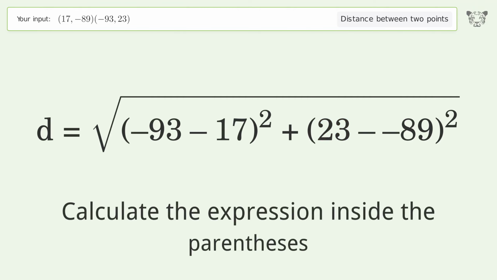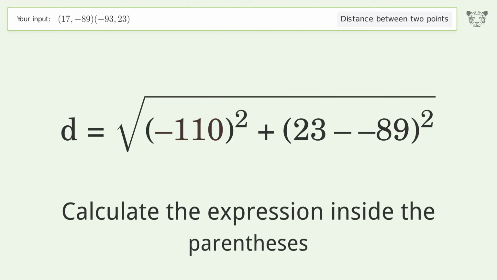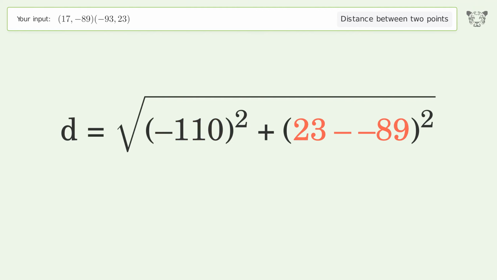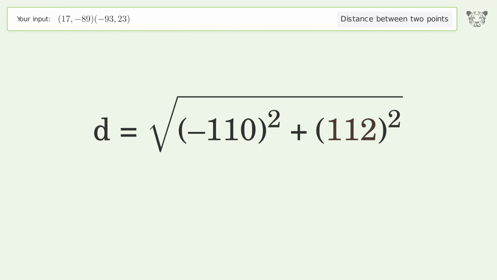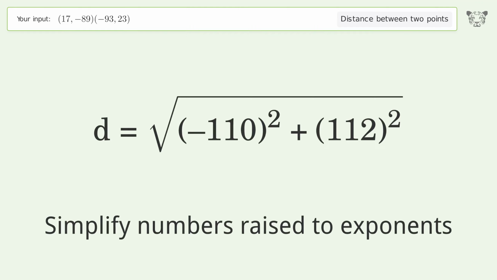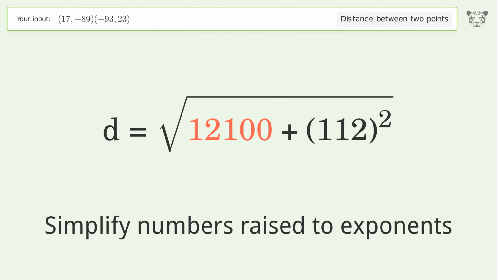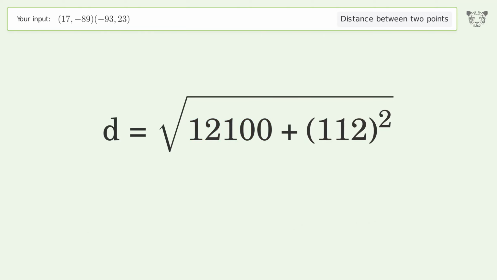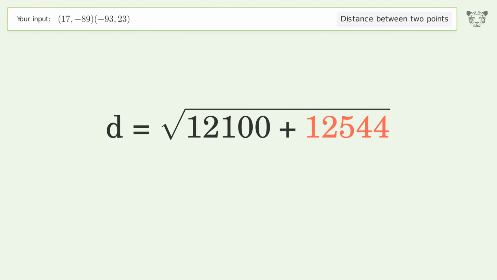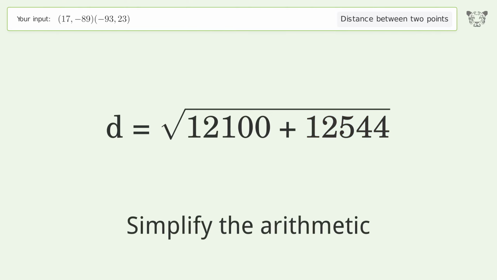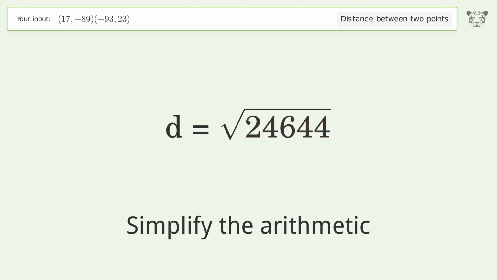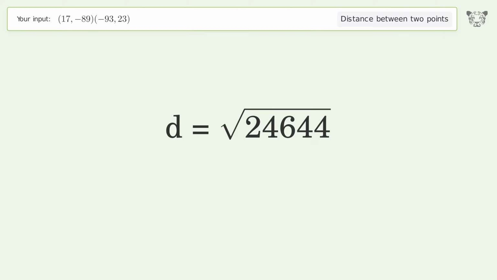Calculate the expression inside the parentheses. Simplify numbers raised to exponents. Simplify the arithmetic. And so the distance between the 2 points is the square root of 24,644, or 156.984.